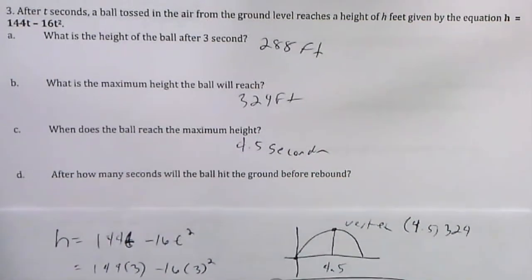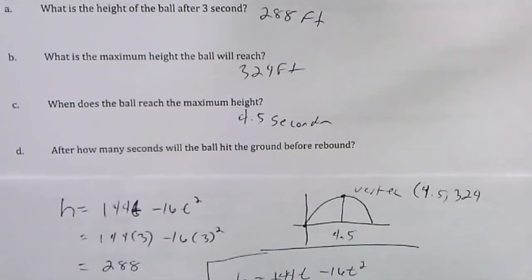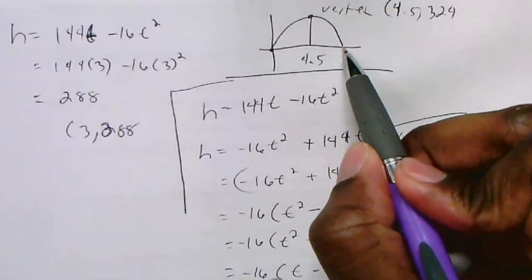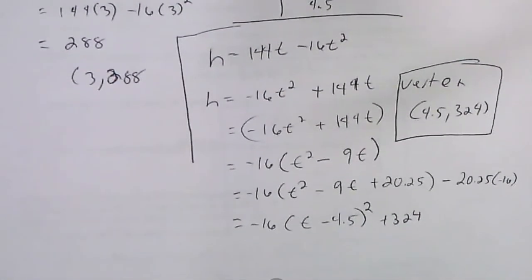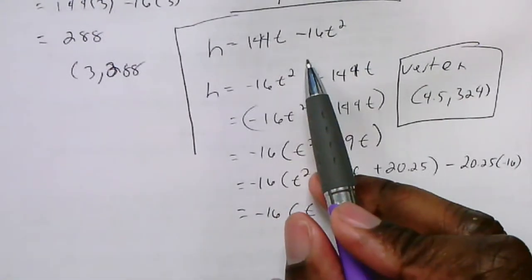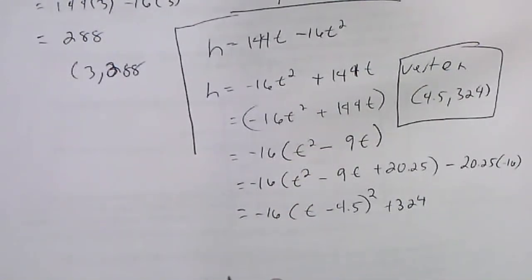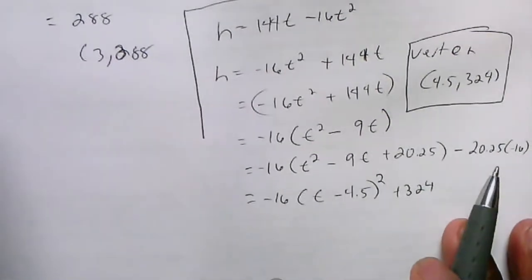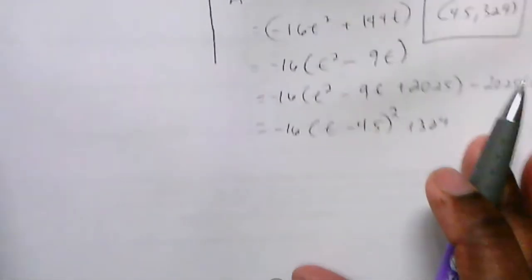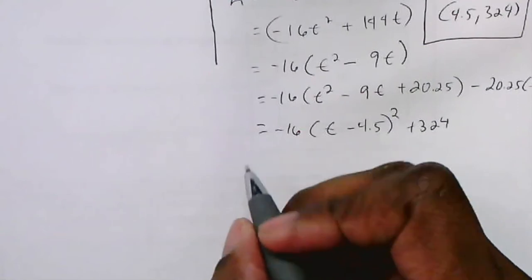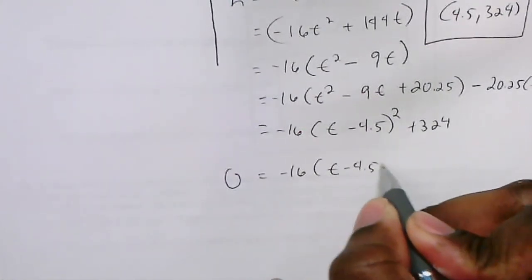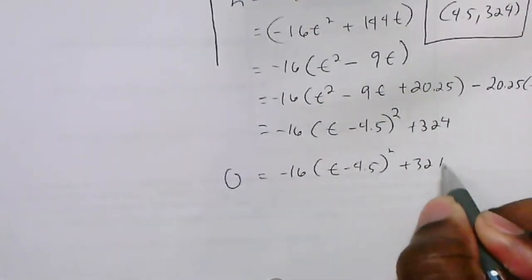The next one says, after how many seconds does the ball hit the ground? Ultimately, you want to know when that equation hits the ground again. You should take the original equation and set it equal to 0, and if you do that, you should be able to solve it. Or you can take any of the equations and set it equal to 0. It might be easiest to take this last equation and set that equal to 0. So I want to know when that equation equals 0. If I set that equal to 0, I get negative 16 times t take away 4.5 squared plus 324.